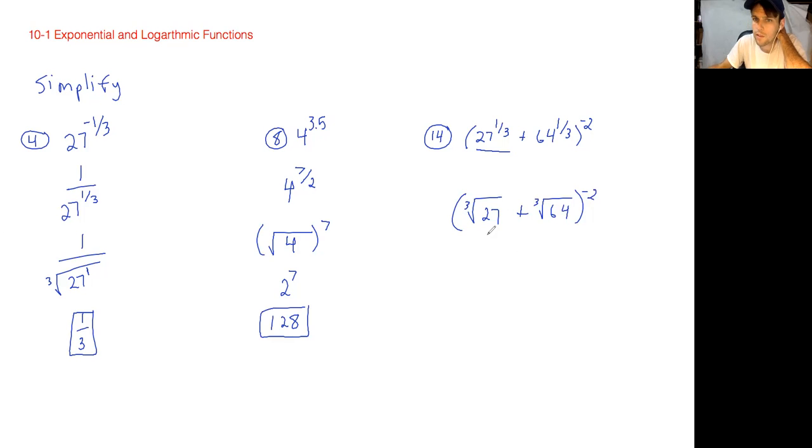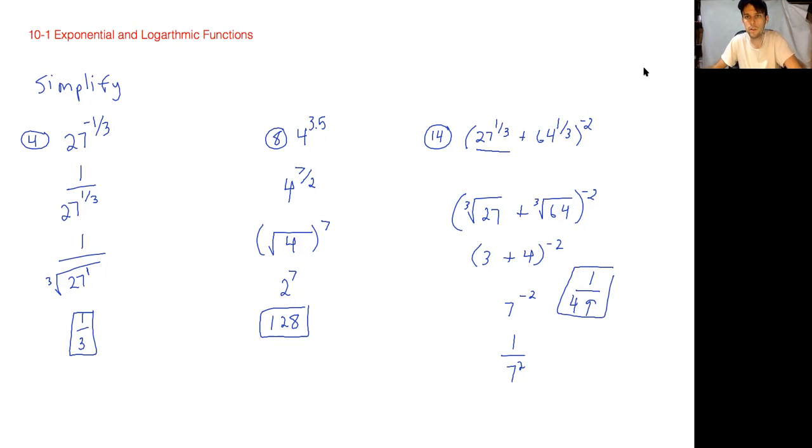So the cube root of 27 is going to be 3. The cube root of 64 is actually 4. The -2. 3 plus 4 is 7. So 7 to the -2. And then I'll go ahead and deal with this. A negative means 1 over. So 1 over 7 squared. And 7 squared is 49. So overall, our answer ends up becoming 1 over 49. Cool. All right, I'm going to go ahead and clear this and do a few more problems.